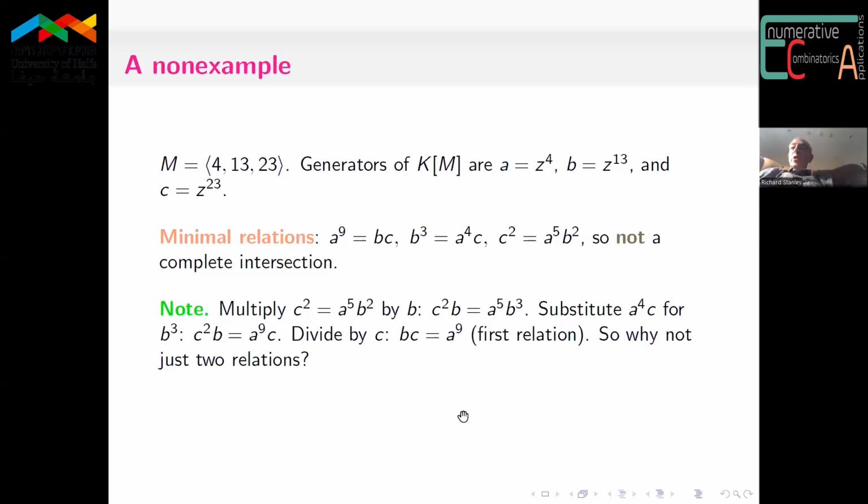Why can't we do this? The answer is that we're not allowed to divide by c. When we talk about relations among the generators, I can only use the algebra operations, taking linear combinations and multiplying, not dividing. So this is not allowed. These are the actual minimal relations.